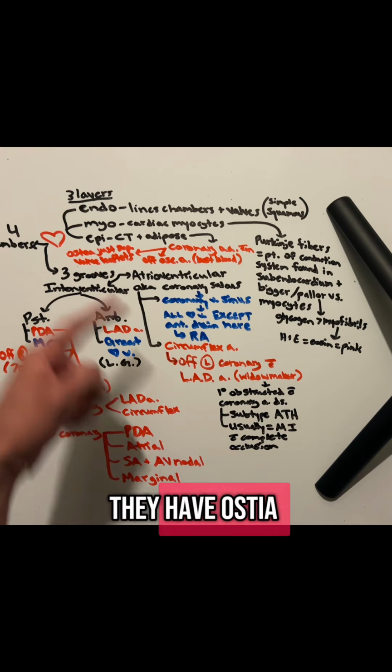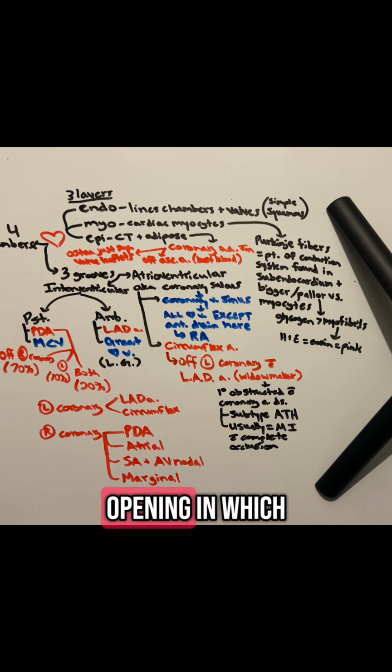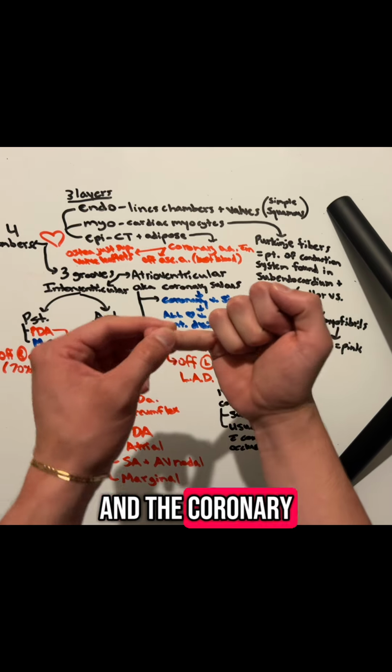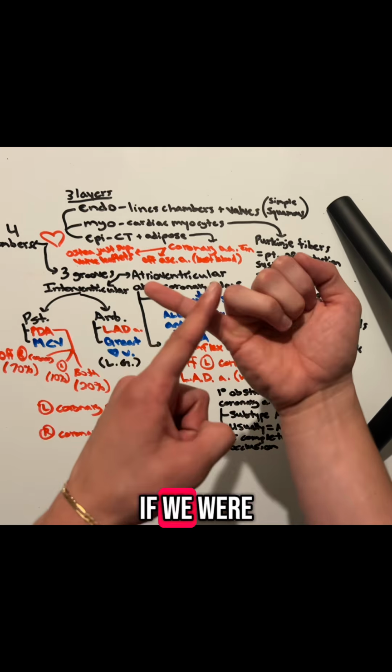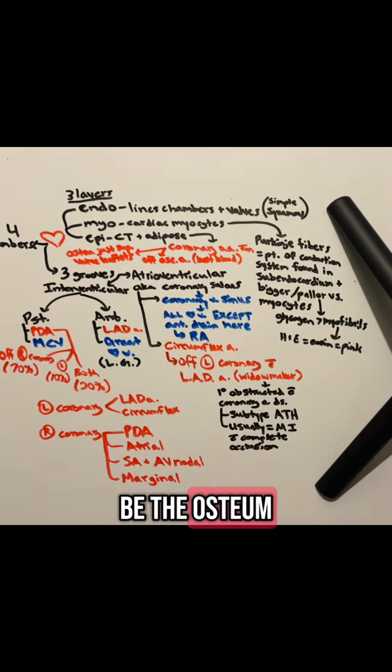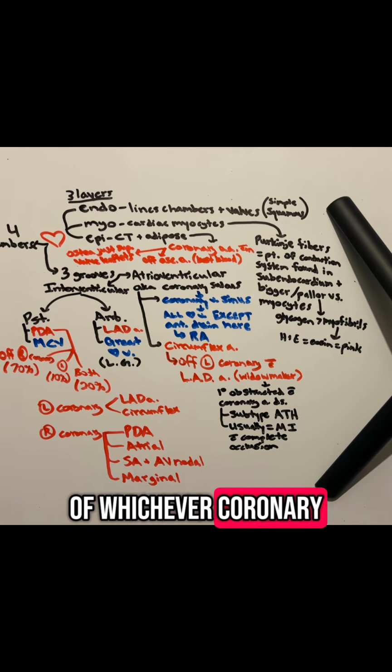Now, aside from the coronary arteries being off the ascending aorta, whenever they come off the ascending aorta, they have ostia. So the ostia is like the opening in which those coronary arteries come off the ascending aorta. So if we have the ascending aorta here and the coronary artery coming off here, if we were to cut it right here and look at it this way, that hole would be the ostium of whichever coronary artery we cut.